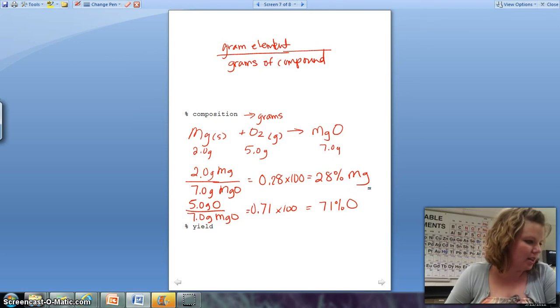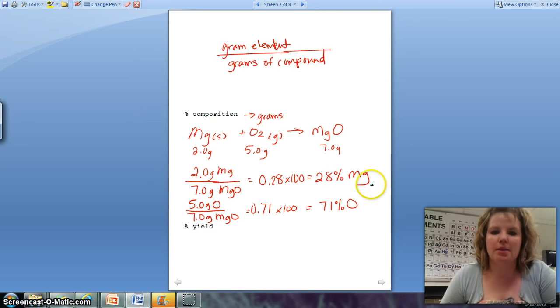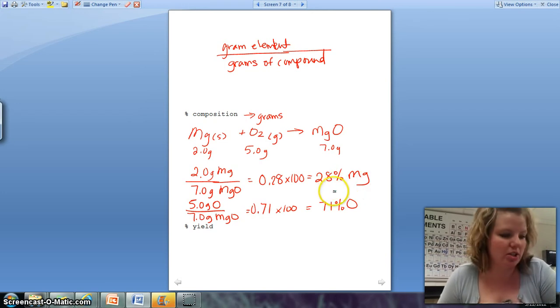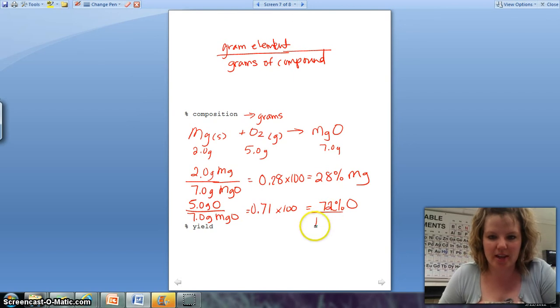Okay, and one thing to note here, you do want this to add up to 100. So I obviously had a little bit of a rounding error here. This was 0.7148, so this would actually be 72. So if we added that up, it would equal 100% of the product.